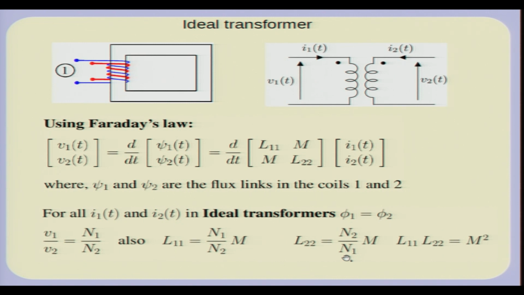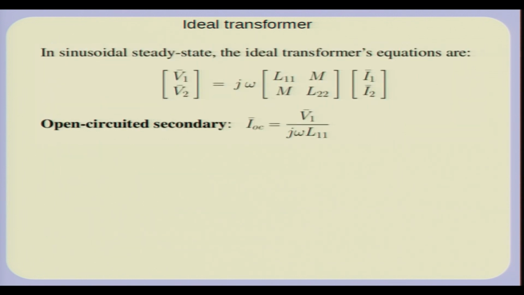Now, remember that in this figure, and all throughout this lecture, I will be taking the direction of currents flowing into the dot. The voltage is the potential difference of the top point with respect to the bottom point, that is, where the dot is and the other side of the winding. So, the voltage is measured from the side in which there is a dot with respect to the end of the winding which is not at the dot. With this convention you have these equations.